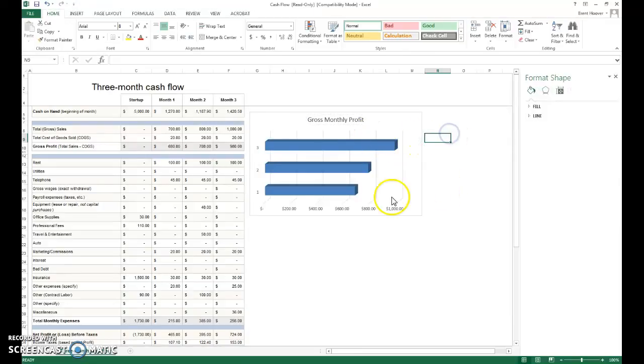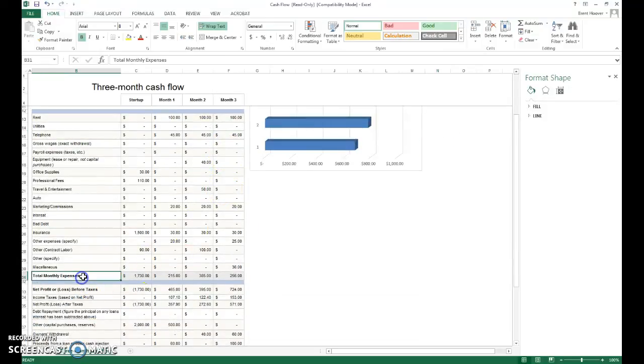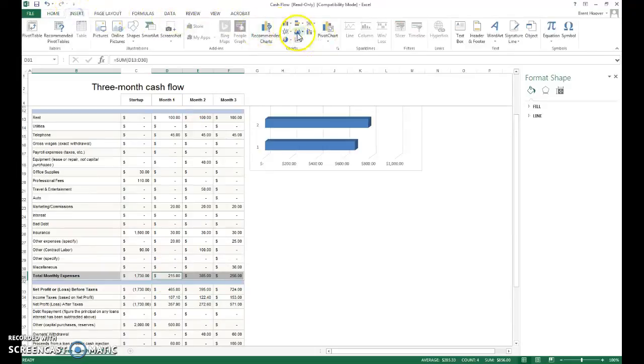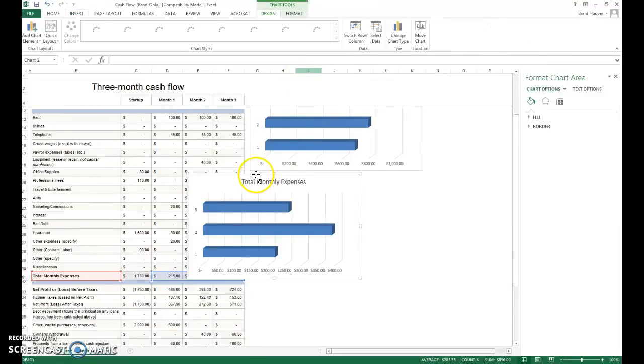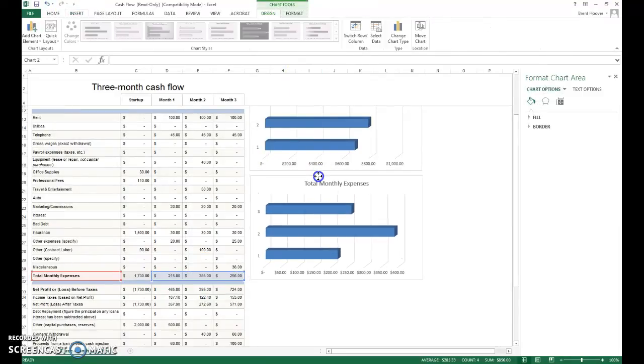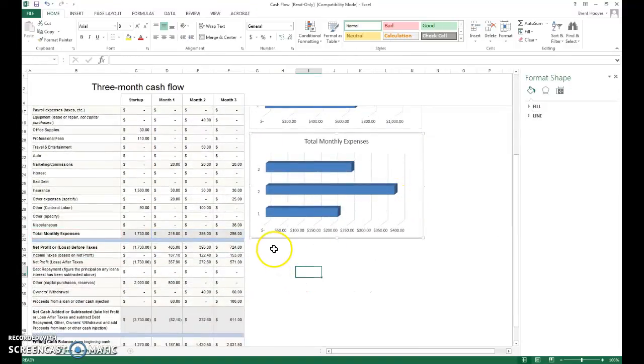Alright, there's one. I believe we needed to do one for total expenses per month, so I select that. I'm going to ignore the startup since it's only a monthly thing. Like I said, you can put the startup in there if you like. That's totally your call. We're going to keep it the same consistency. Total monthly expenses.